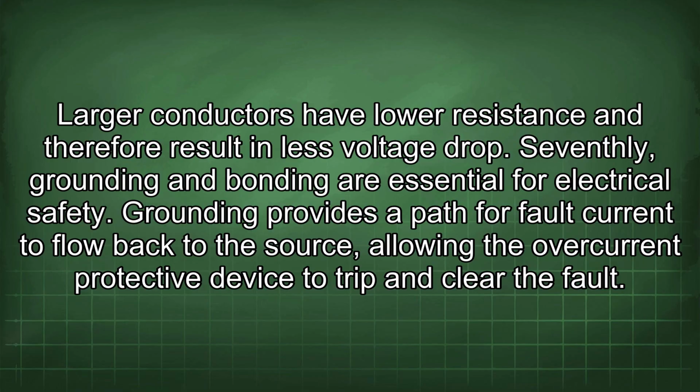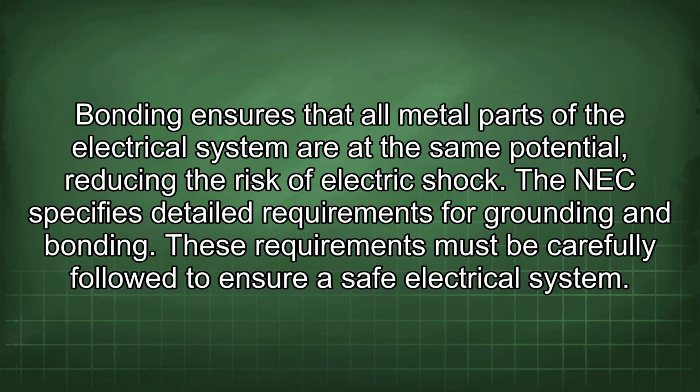Seventhly, grounding and bonding are essential for electrical safety. Grounding provides a path for fault current to flow back to the source, allowing the overcurrent protective device to trip and clear the fault. Bonding ensures that all metal parts of the electrical system are at the same potential, reducing the risk of electric shock. The NEC specifies detailed requirements for grounding and bonding. These requirements must be carefully followed to ensure a safe electrical system.